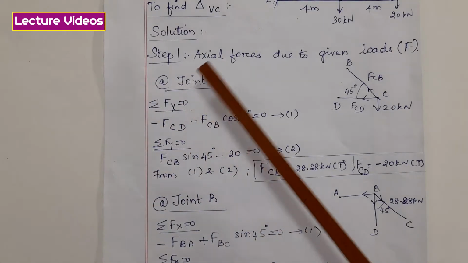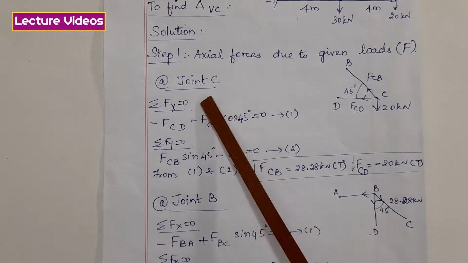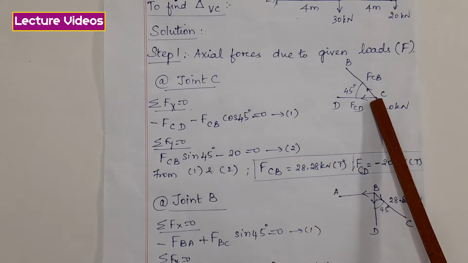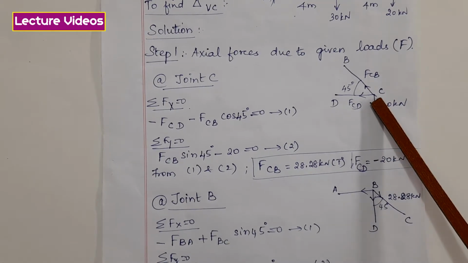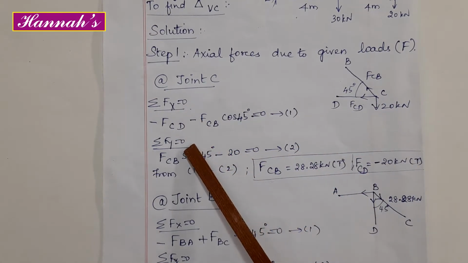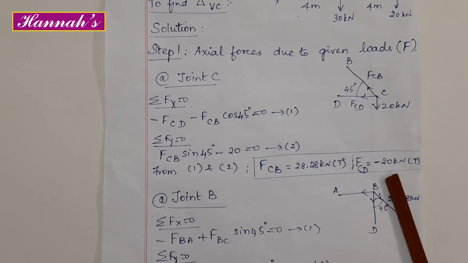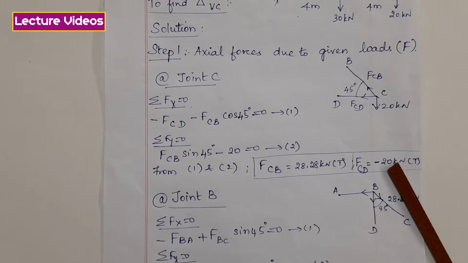In step 1, capital F values are determined due to the given loads. At joint C, there are two equilibrium equations. I can make use of these two equilibrium equations to determine the two member forces at C. Taking the load at C and the member forces, resolving along the directions of x and y, two equations are written and solved simultaneously to get the values of member forces FCD and FCB. Since it is a cantilever pin-jointed frame, I can start from the cantilever end because there are two members as unknown and there is no need for me to calculate the reactions.